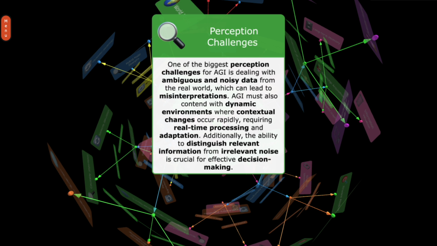One of the biggest perception challenges for AGI is dealing with ambiguous and noisy data from the real world, which can lead to misinterpretations. AGI must also contend with dynamic environments where contextual changes occur rapidly, requiring real-time processing and adaptation. Additionally, the ability to distinguish relevant information from irrelevant noise is crucial for effective decision-making.